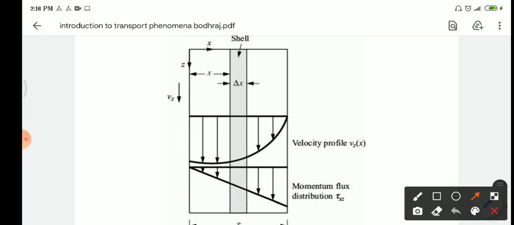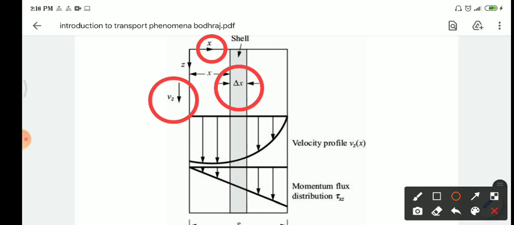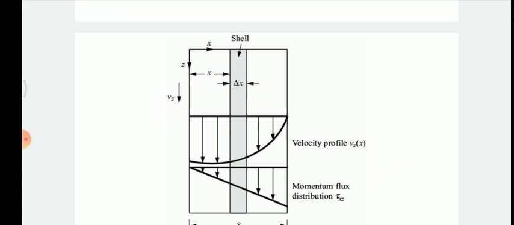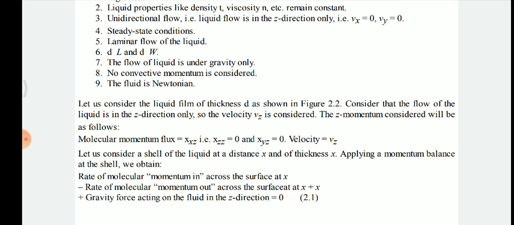Here is VZ, and here is the X direction. This will be the thickness we will consider. Here is the velocity profile, and this one is for the momentum flux for the entire profile. So the velocity is to be considered, and the Z momentum considered will be as follows. The momentum flux xz, and xzz and xyz equal to 0, as we previously discussed. So velocity is vz only, velocity in the z direction only.